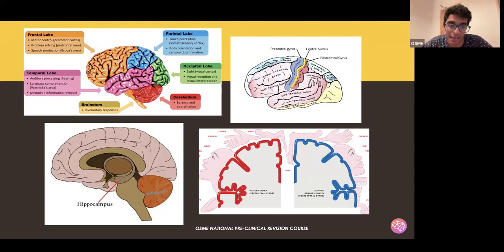Then on the bottom left, we've got a picture of the hippocampus. The hippocampus is involved with memory. The reason I've highlighted that is because of two reasons. I think the hippocampus is one of the structures that they'd probably expect you to know exactly where it is.